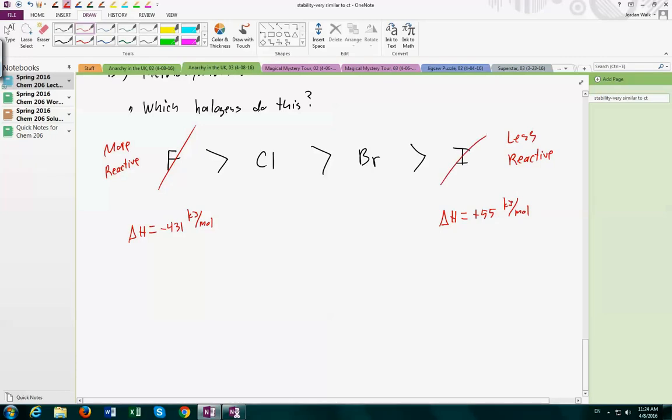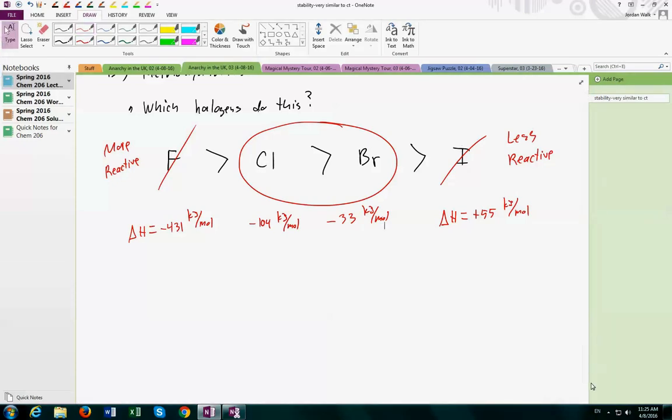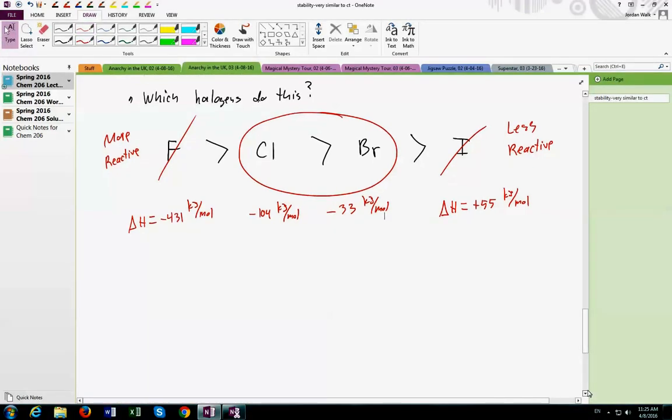And so this is very Goldilocks here, where we have stuff that's too hot and stuff that's too cold, and then right in the middle, there's the 2 things that are perfectly fine. So it's going to be chlorine and bromine that we actually run this reaction with. And so the energy levels for chlorine, it's about minus 104 kilojoules per mole. For bromine, it's about minus 33 kilojoules per mole, and that's manageable. Much more manageable than minus 431 kilojoules per mole. That is stronger than a lot of bonds.